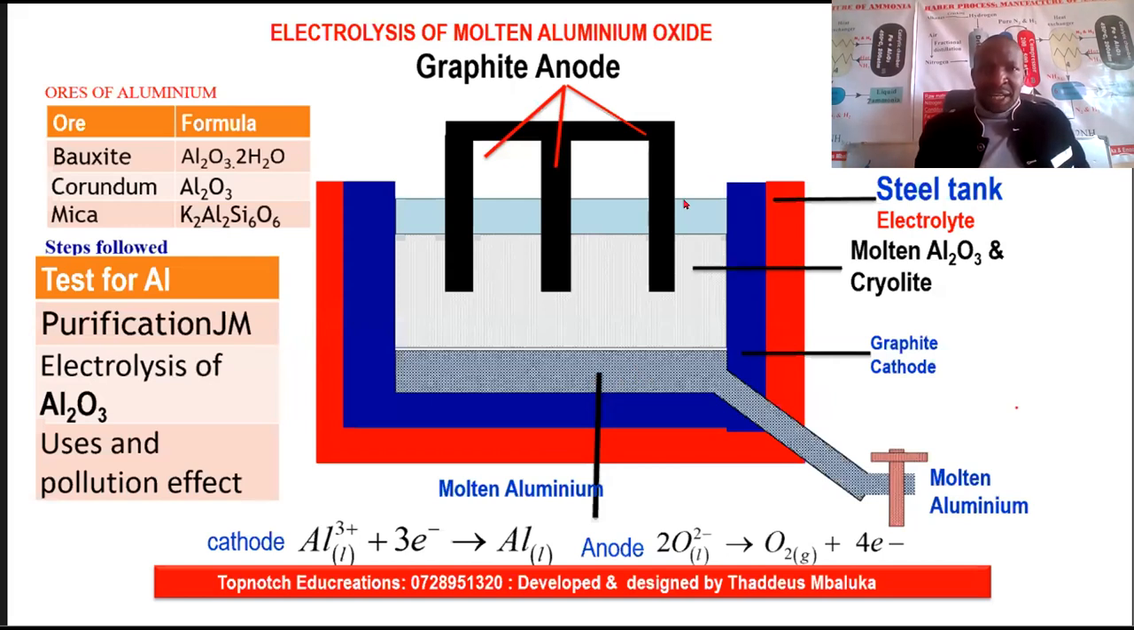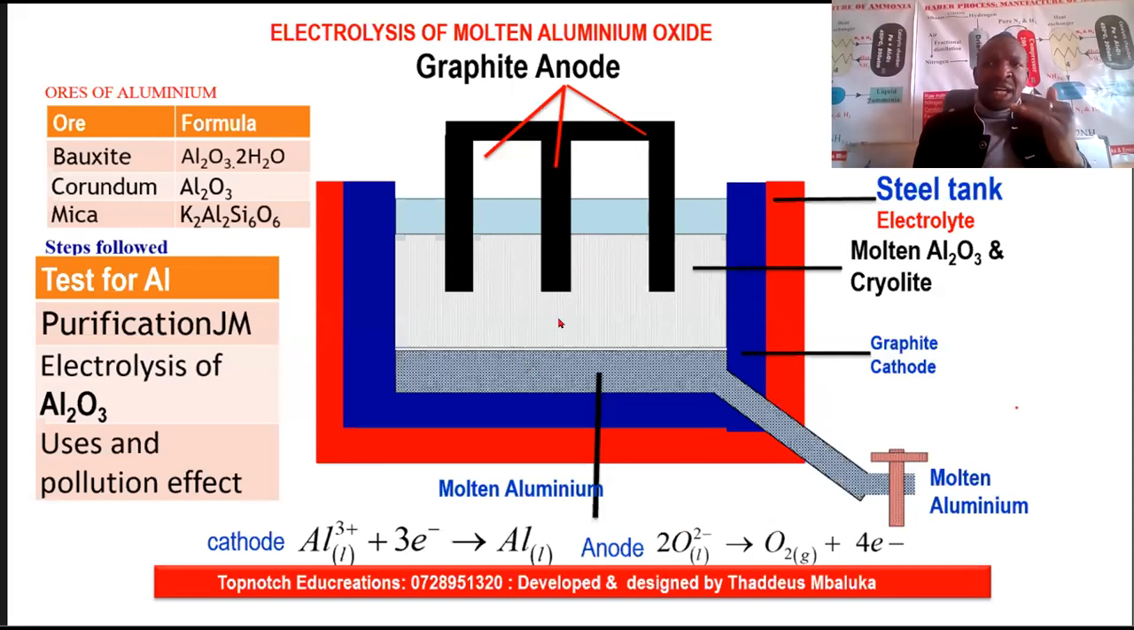This diagram entirely summarizes the entire process of extraction of aluminium. You pass an electric current, it will decompose aluminium oxide to aluminium ions and oxide ions. The aluminium ions, being the cation, are positively charged and will be attracted to the cathode, which is negatively charged. At the cathode, the aluminium ions gain electrons to form aluminium, while the oxide ions will go to the anode and they lose electrons to form oxygen gas. There must be two oxide ions.